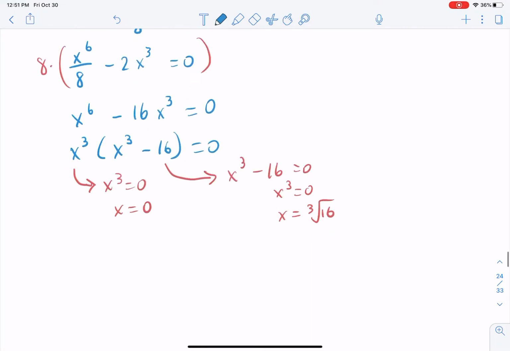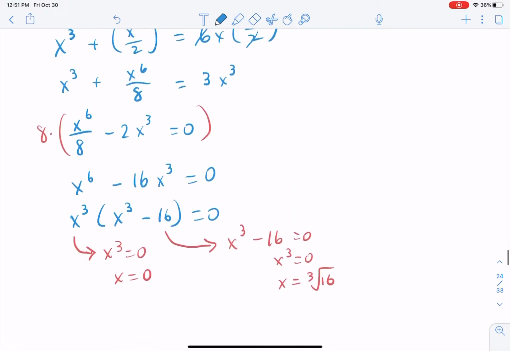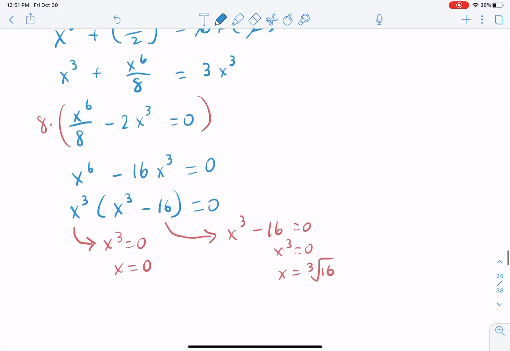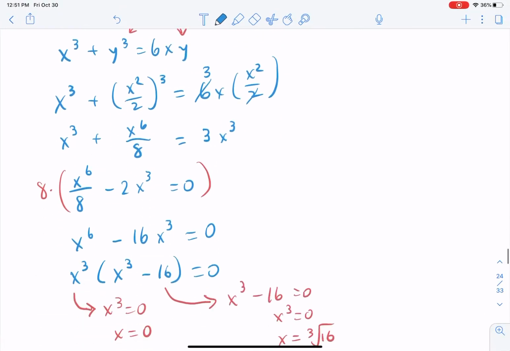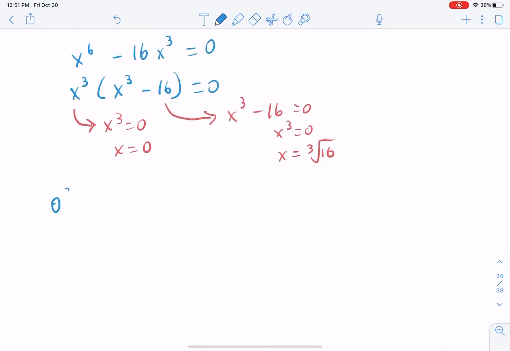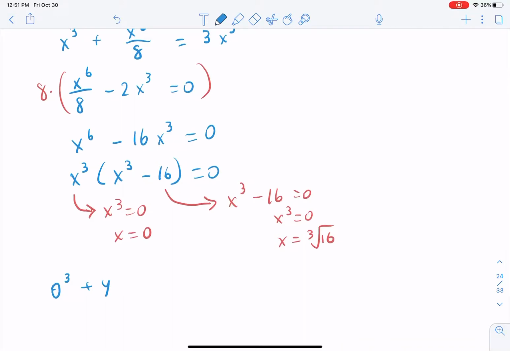Let's try it. Okay, how do I try it? Well, I need to plug it back in someplace. All I have is the x. I only have the x coordinate, right? So I need the y coordinate. How do I find the y coordinate? I plug it back into the original equation. So I'd have a 0 cubed plus y cubed.